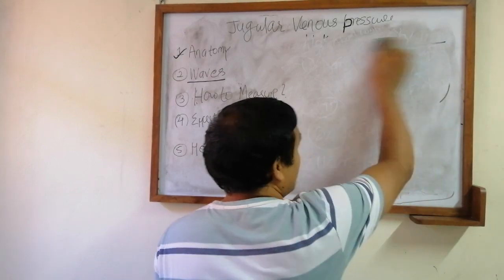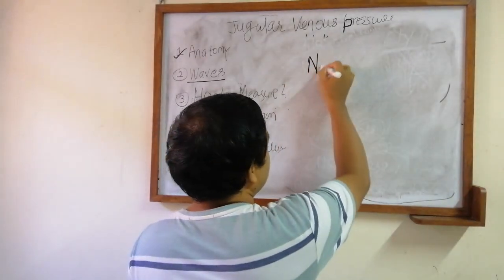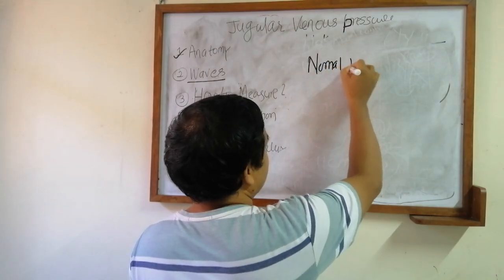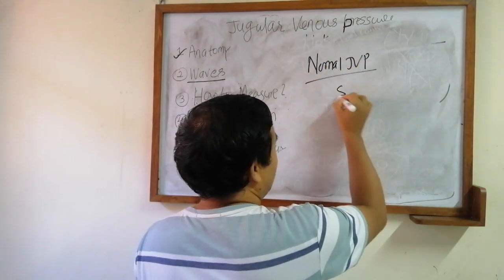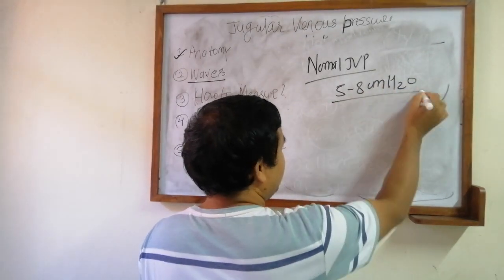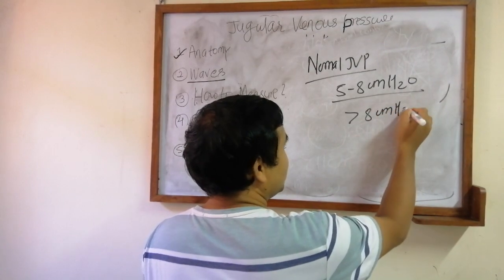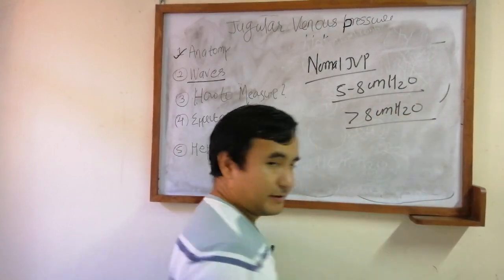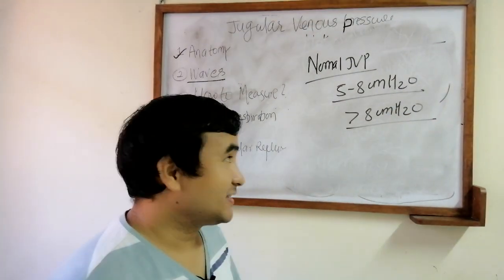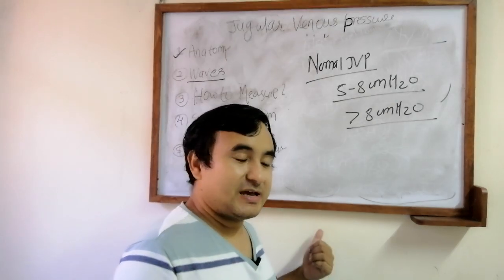So what is normal JVP? Normal JVP we usually take is 5 to 8 centimeter of water. If it is more than 8 centimeter of water, we can say it is elevated JVP. If the JVP is more than 8 centimeter of water, we can say there is elevation of the JVP.